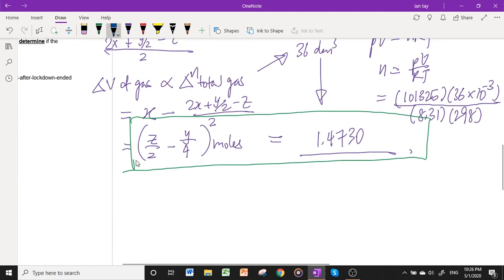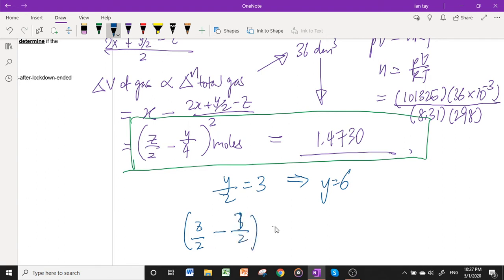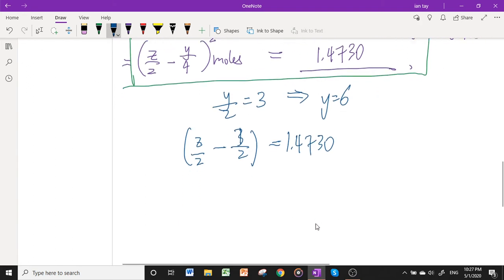So what does this mean? This means that y over 2 equals 3, and therefore y equals 6. And substituting this into here, z over 2 minus 3 over 2 equals 1.4730. So if you do the maths, bring this over to the other side, 3 times 2 is about 6, so z equals 6, correct? If you type it in, actually it's 5.99, which is very close to 6, approximately 6. So now we have CxH6O6, right?